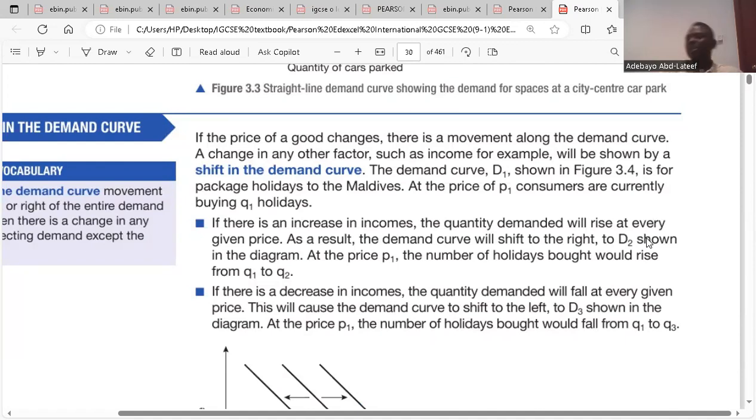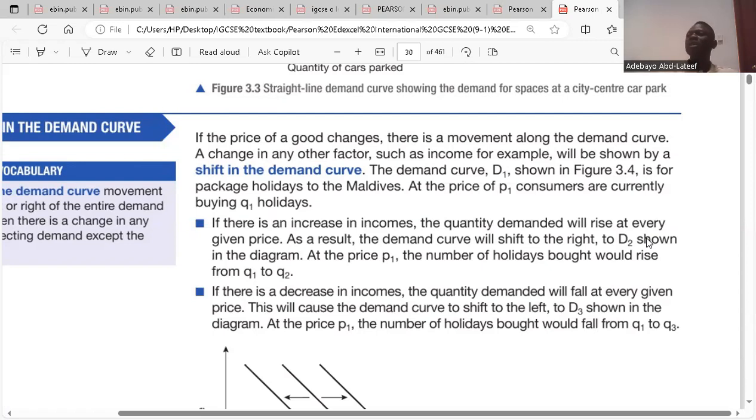A shift in the demand curve. Whenever we talk about a shift in the demand curve, it's as a result of a change in non-price factors, not price. If there's a change as a result of price, that will lead to movement along the demand curve. But a shift will be as a result of a change, an increase or a fall. A change means an increase or decrease. So if there's a change in non-price factors of demand, it will lead to a shift in the demand curve, not movement.